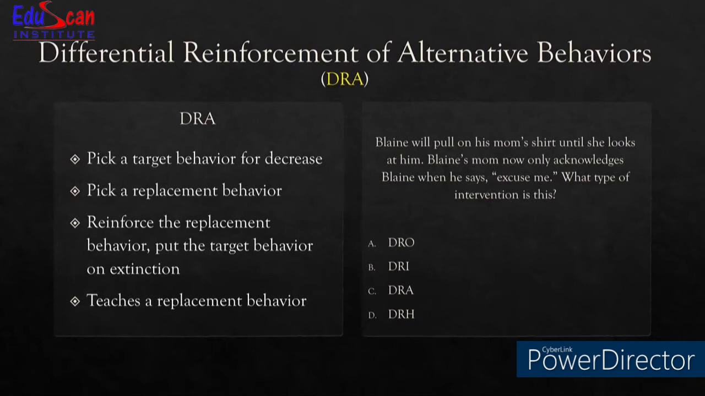So, what is the example? Blenny will pull on his mom's shirt until she looks at him. Blenny's mom now only acknowledges Blenny when he says, "Excuse me." What type of intervention is this? So, mummy will not respond when the child is pulling the shirt, but she will reinforce only when he says, "Excuse me." So the alternative behavior is being reinforced.